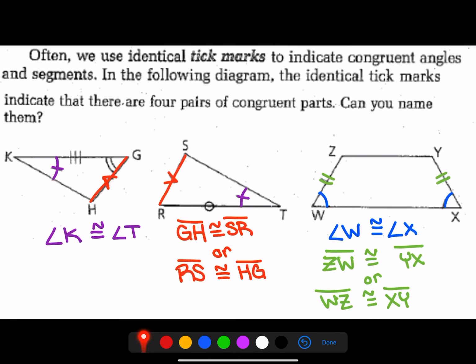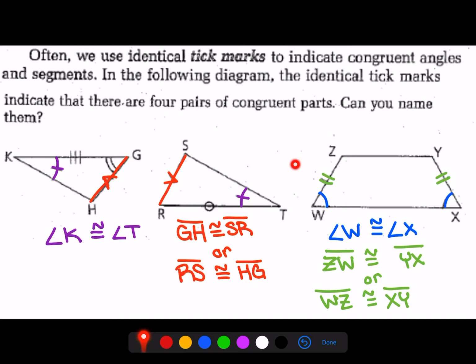All right, so as we were looking at this, we can see that angle K has the same congruency tick mark as angle T. So I can say angle K is congruent to angle T. Same with segment GH and segment SR. I can say GH is congruent to segment SR, or I can write them backwards if I'd like. Lots of different ways to write these, so that's okay.